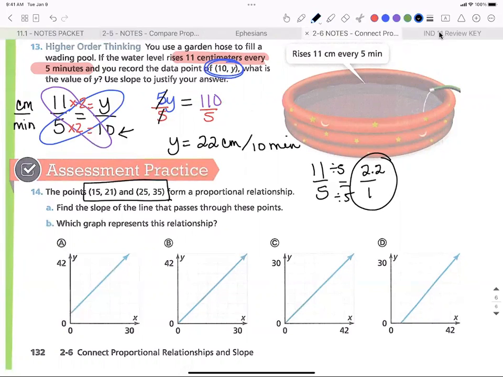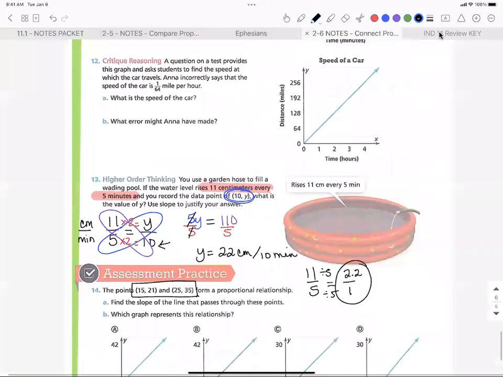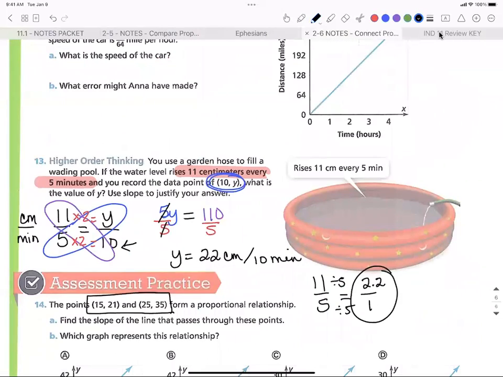Sound good? All right. For those of you at home, make sure you take notes in your workbook or on paper, and then do the assignment online, and make sure you do all of your work on a separate sheet of paper and bring it back to school when you return.